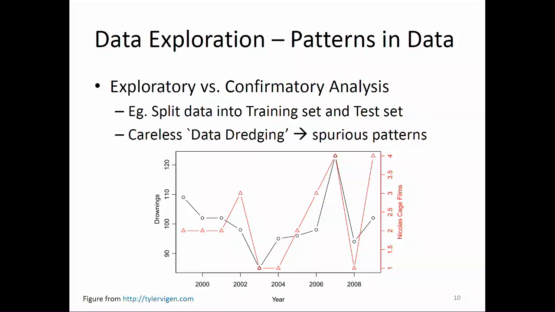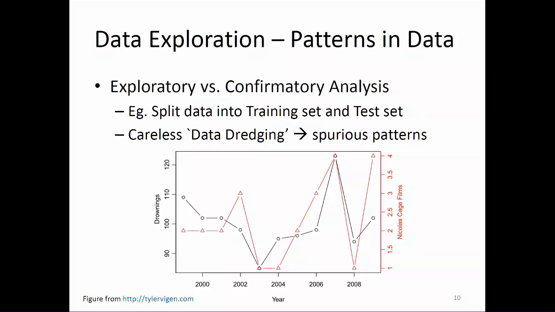We have two time series. The black lines are the number of drownings, so people who died from drowning, pretty macabre. And on the right axis, we've got the number of Nicolas Cage films released. Okay? And there is indeed some kind of correlation between these two things going on.